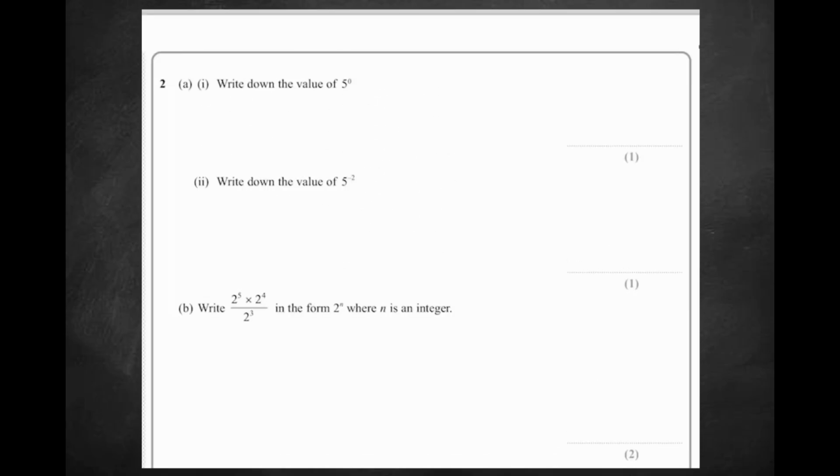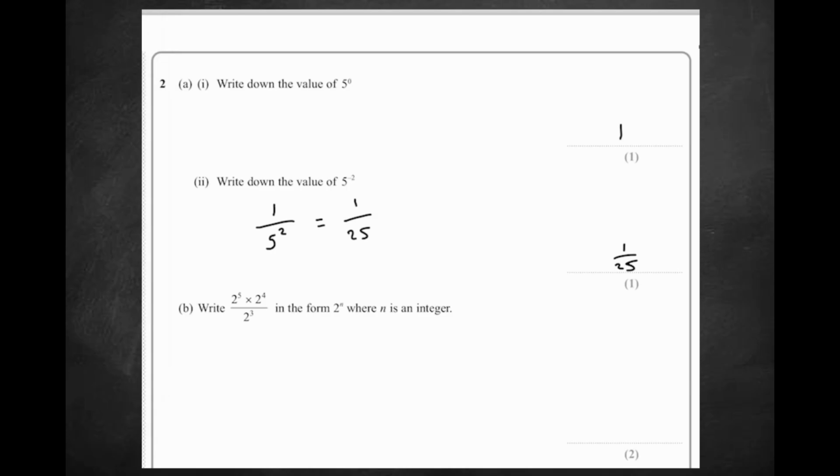Question number 2. Write down the value of 5 to the power 0. Anything to the power 0 is just 1. Part ii, write down the value of 5 to the power minus 2. So this is just going to be 1 over 5 to the power 2. Therefore, our answer is 1 over 25.